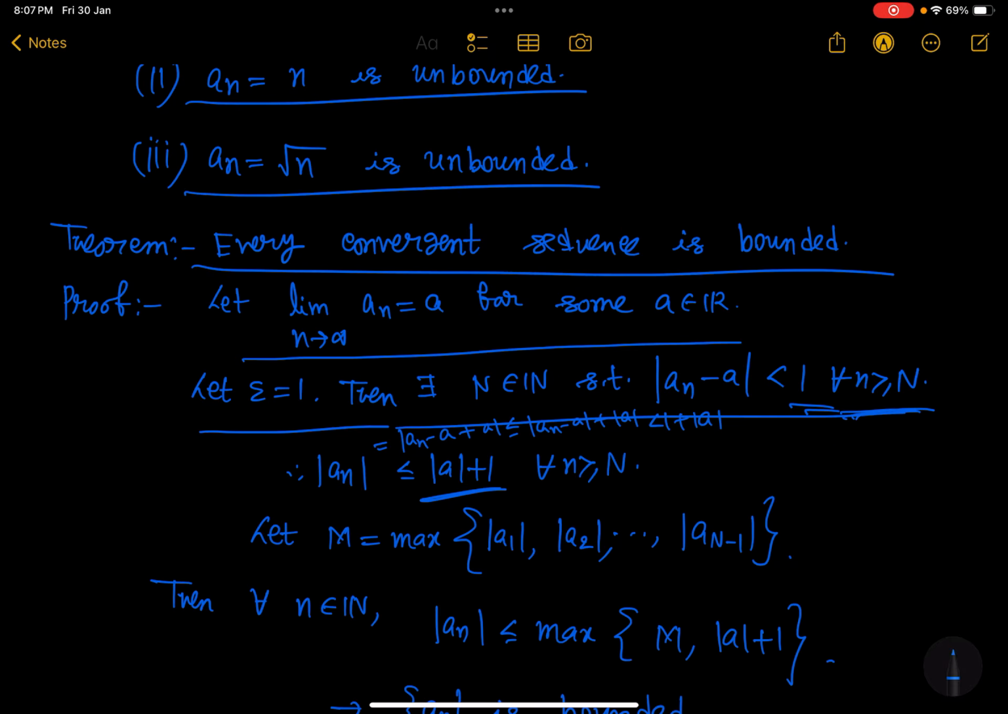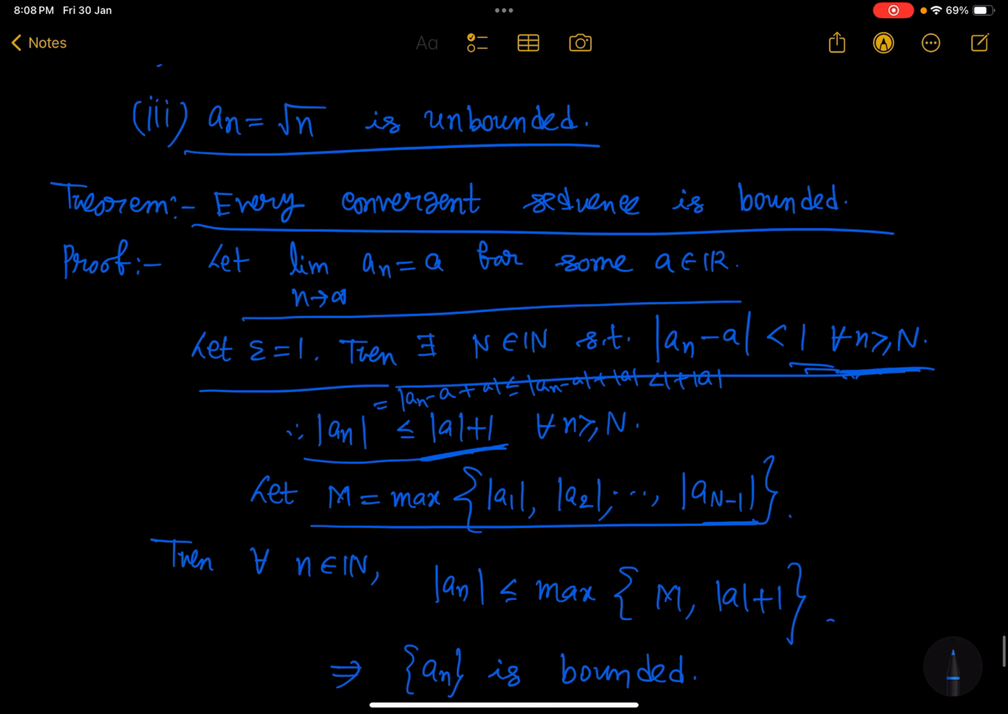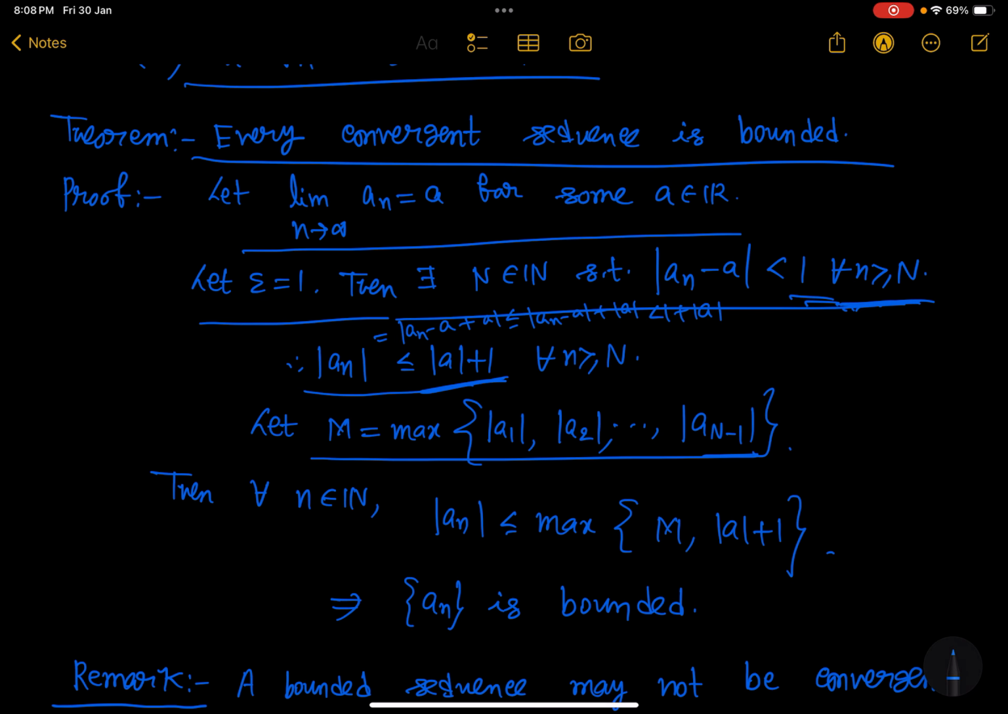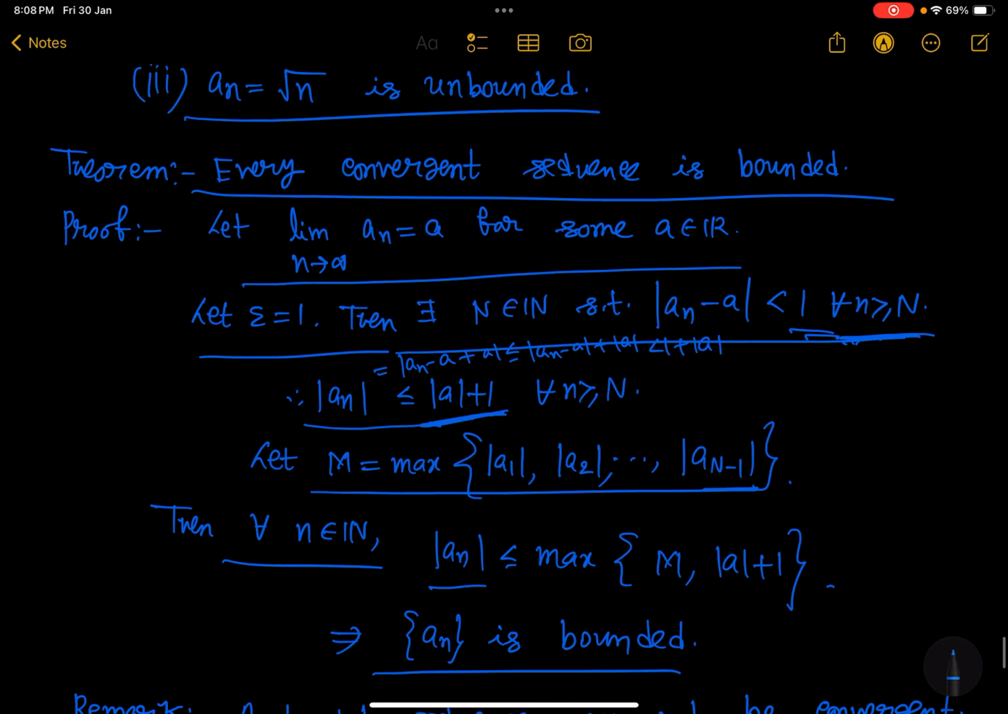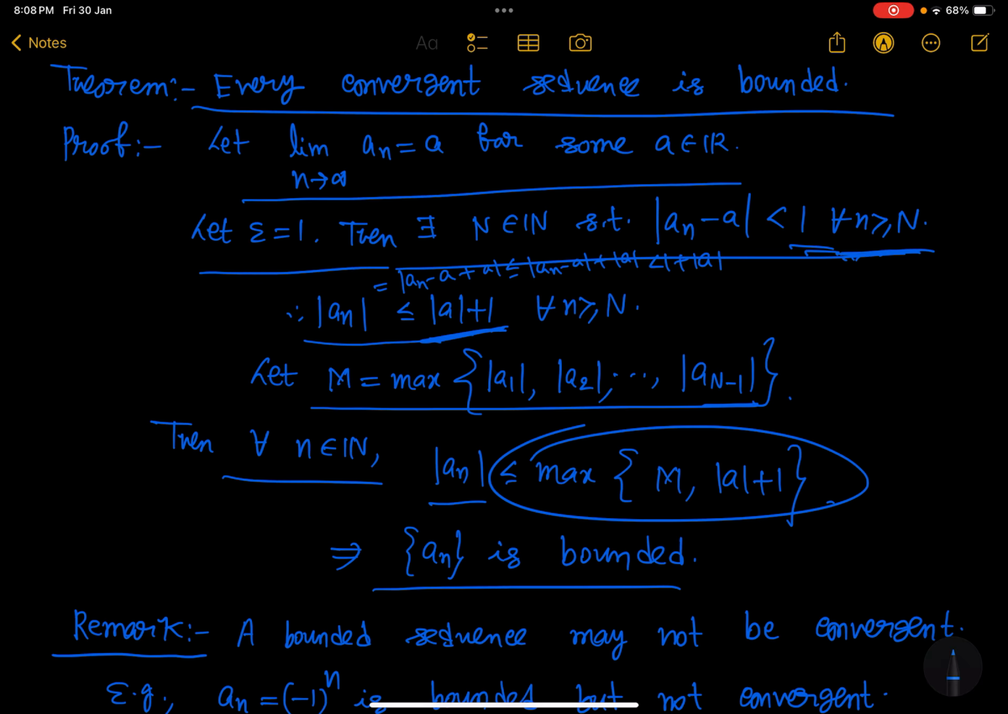Now this is true for every n bigger than or equal to N. So starting from N, if you go after N, all a_n are bounded by mod of a plus 1, including capital N. Before that there are a finite number of elements, mod of a_1, mod of a_2, up to mod of a_(N-1), and these are all finite numbers. So take their maximum. This is finite, so take their maximum. So for every n belonging to N, mod of a_n is always less than or equal to the maximum of this capital M and this, right? That says that a_n is a bounded sequence. Yes, because mod of a_n is less than or equal to this, and this is some fixed quantity, and this is true for every n belonging to N, so a_n is a bounded sequence.